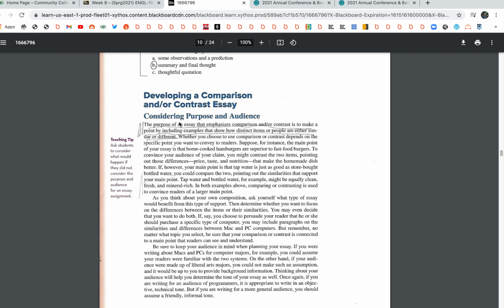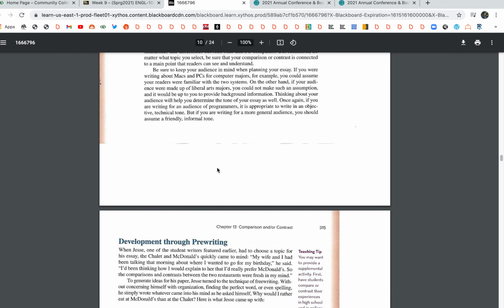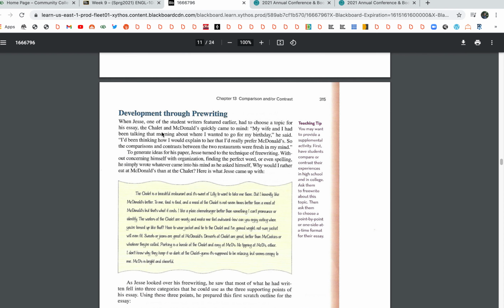But again, read this part. I'm not going to sit here and read this word for word. It's important. Developing through pre-writing. Hopefully you've all done some pre-writing. Hopefully you brainstorm. I really hope you have your topic of what you want to compare and contrast. All right, if you're struggling, again, I'm repeating myself now, but if you're struggling to come up with something, please email me and we can talk through it together.